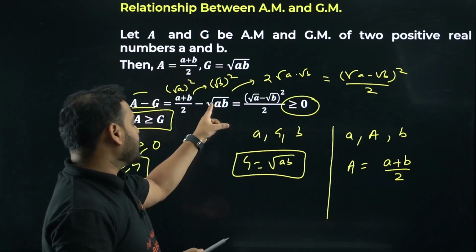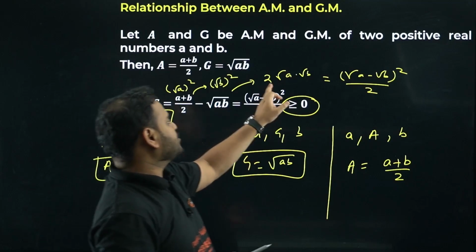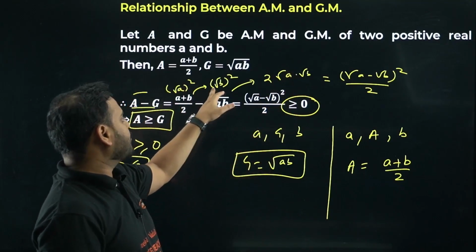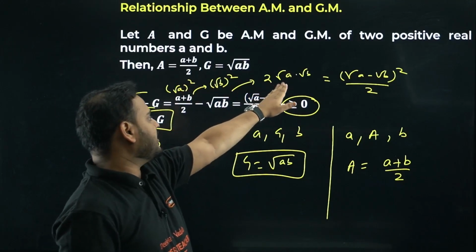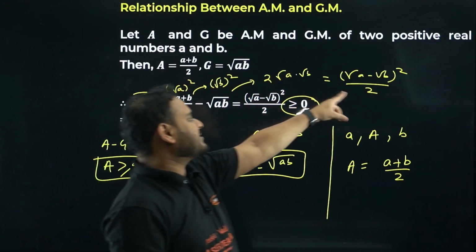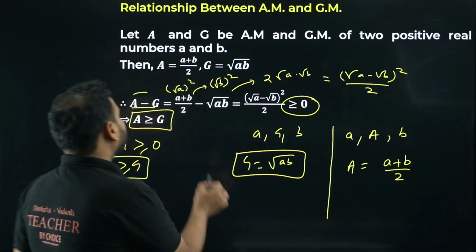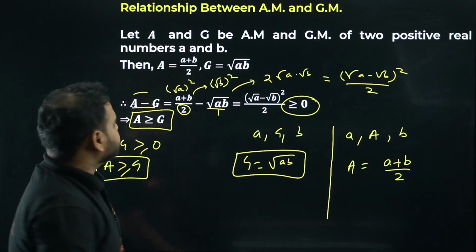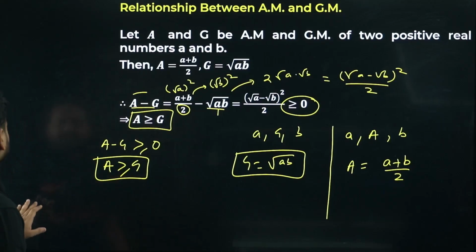Just take the LCM, it will become 2 root AB. So I can write this 2 as 2 into root A into root B. I have root A square, root B square, so I get x square, y square, and then minus 2xy. So x minus y the whole square upon 2, because LCM is 2. Please check. So this is the relation between AM and GM.